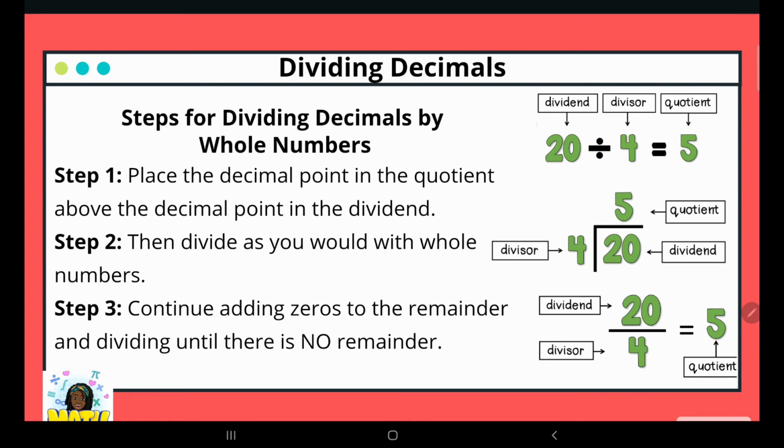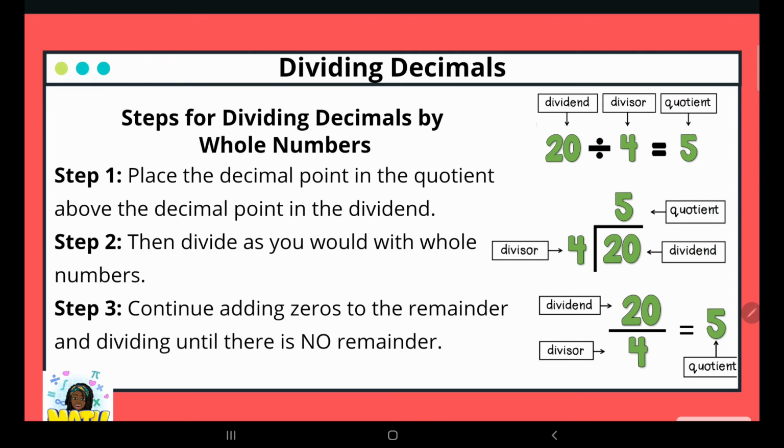Now let's take a look at division. We're going to look at division in 2 ways. We're going to look at where our divisor is a whole number, and we're going to look at examples where our divisor is also a decimal. It's really important to identify the different parts. We have our dividend, which is inside the house, our divisor, which is on the outside, and our quotient, which is our answer.